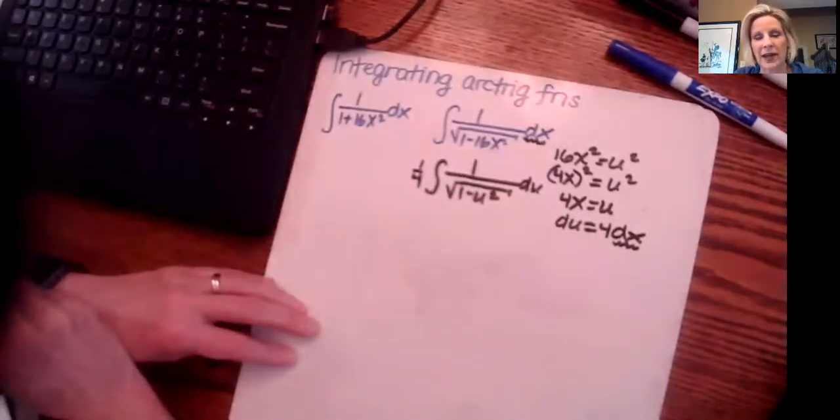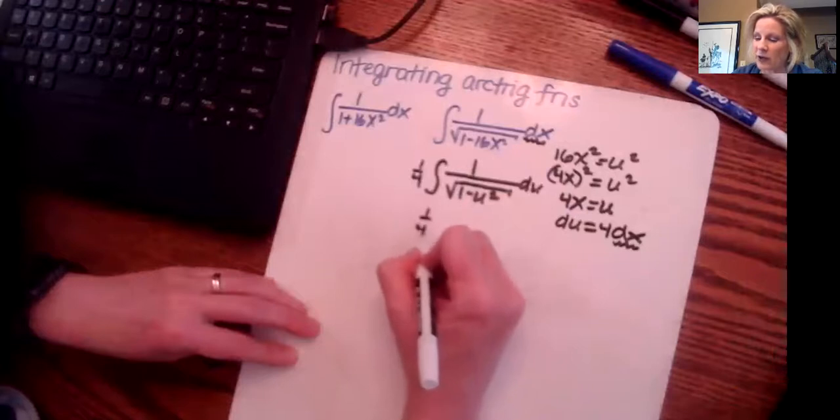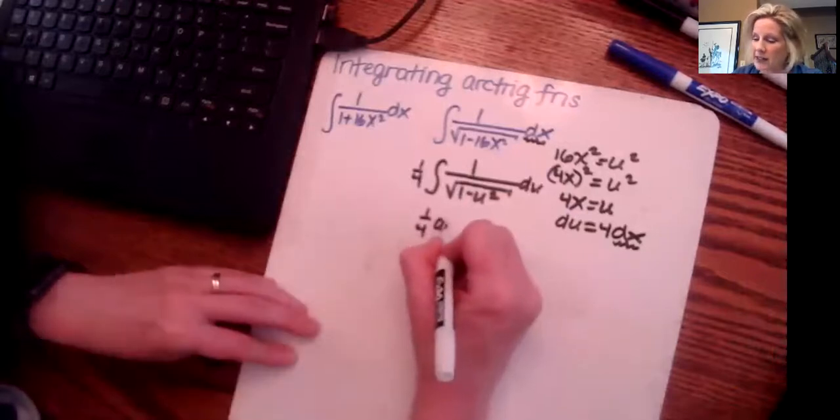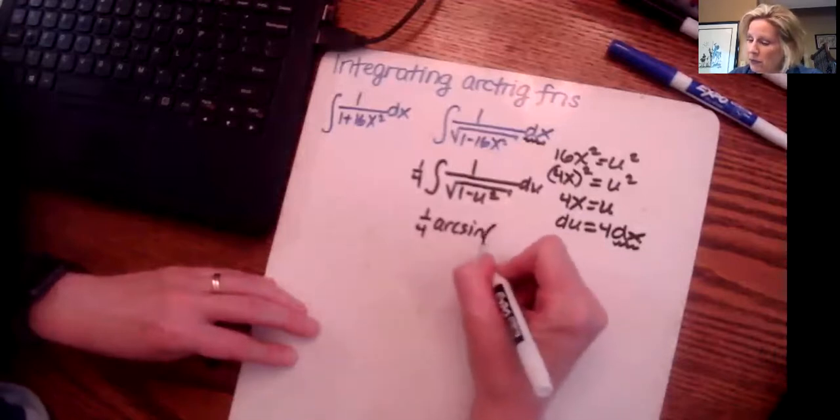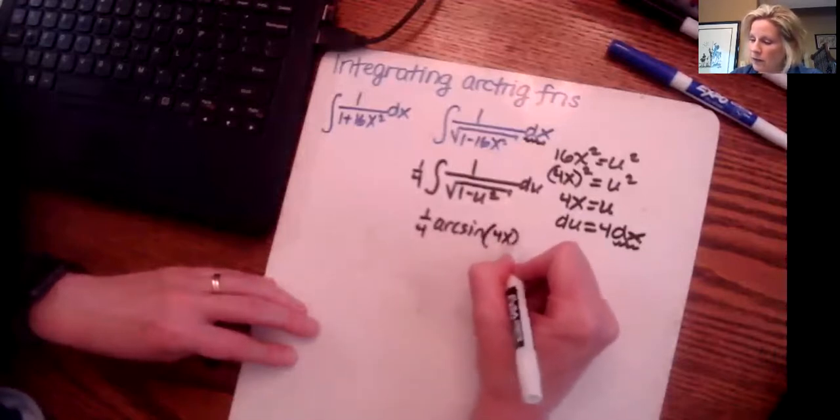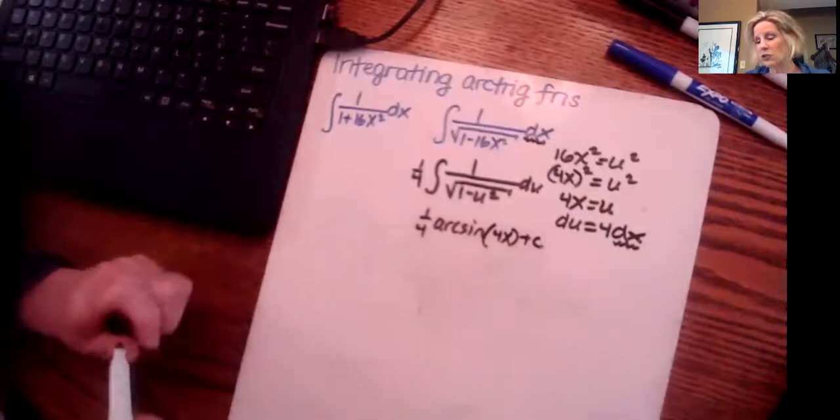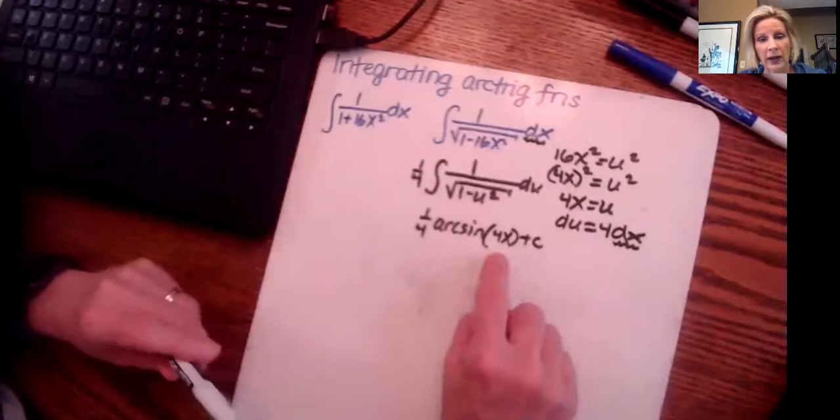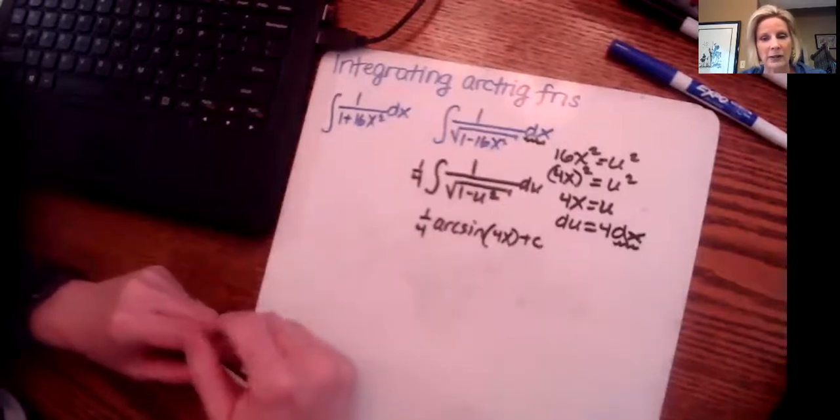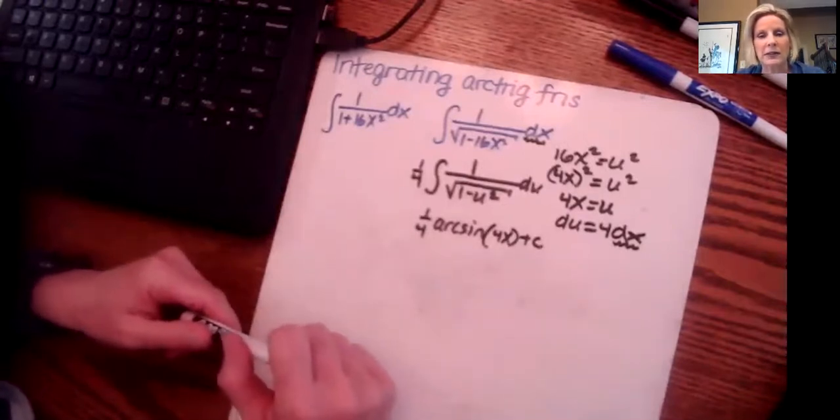So I'm going to make it like that. Now I'm ready to just say, okay, that's 1/4 arc sine u. How about I go ahead and plug in my u plus c? Because I mentioned to you yesterday that if you want to start skipping the u part and going ahead and inserting your x's, that's an appropriate place to skip your work.